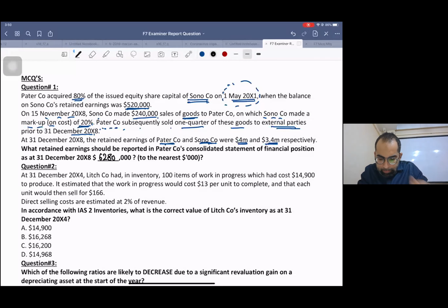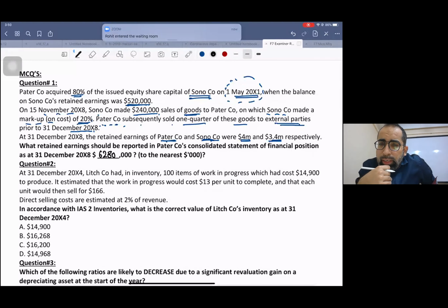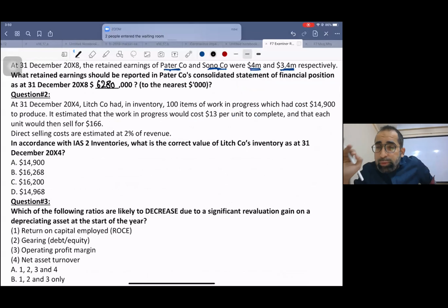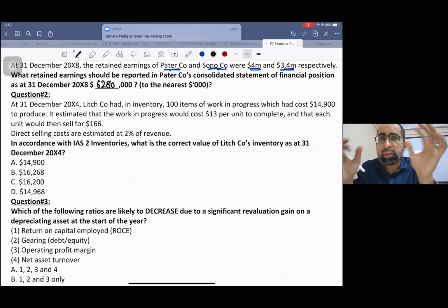Now, the next question is very, very easy. It's related to your basic course, the F3 course, the last paper you did, the basic course you did in your life. Okay, IAS 2 Inventory. See the screen. You remember in IAS 2 we used to say this dialogue many times: inventory should be recorded at the lower of cost or NRV, right? Okay, so let's do it.